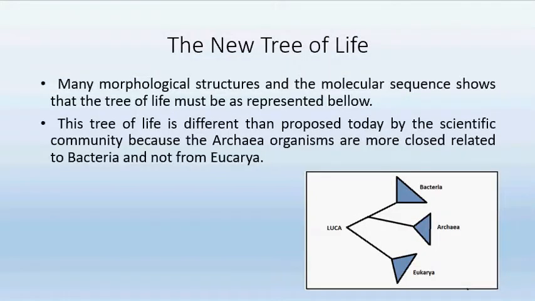The new tree of life, from many morphological structures and the molecular sequence, shows that the tree of life must be as represented below. So different from the classical model, we have Archaea and Bacteria more closely related than Eukarya. This tree of life is different from the one proposed today by the scientific community. And as I already explained, from the results we obtained using an algorithm, we reached that interesting result.